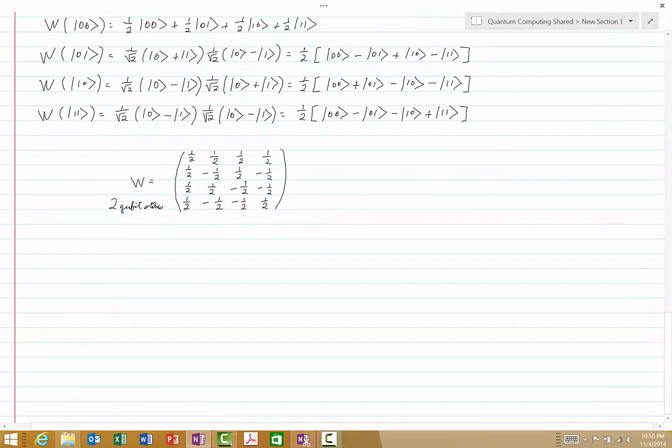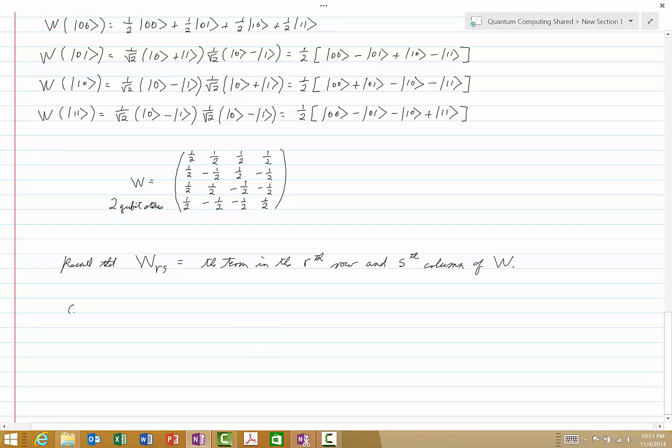Now recall that we use the notation W_RS equals the term in the rth row and sth column of W. Okay, that's just the way that people denote the terms in a matrix.